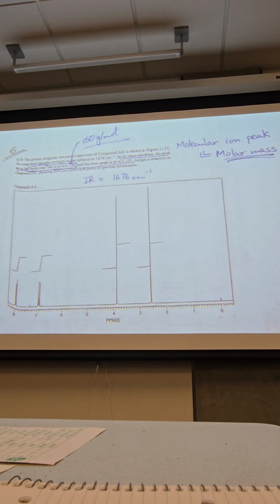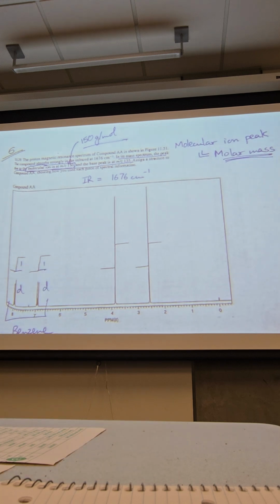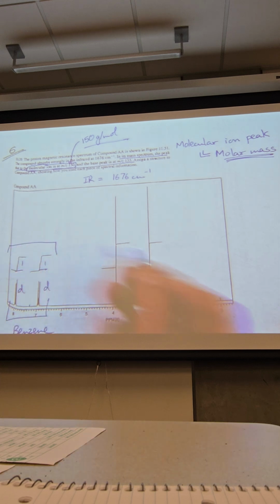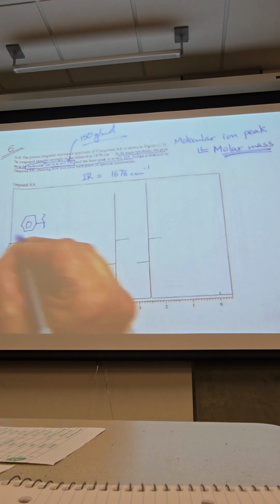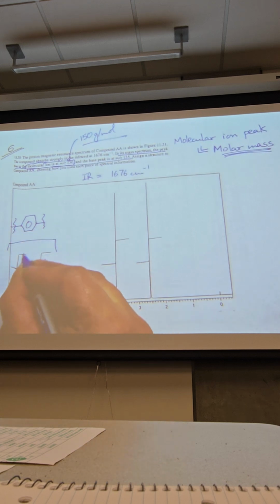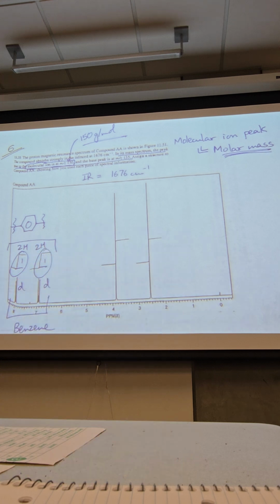Do you see again, please notice benzene, right? Please notice doublet, doublet. Please notice integration, equal, equal. What does that tell me? Disubstituted benzene. But what kind of disubstituted benzene? 1,4. Exactly. That's a very clear clue. It is a 1,4, which means this is really 2 hydrogens. Which means this is really 2 hydrogens, right?